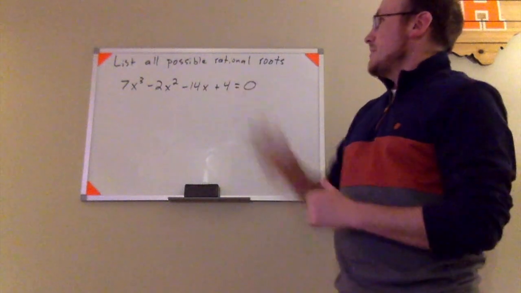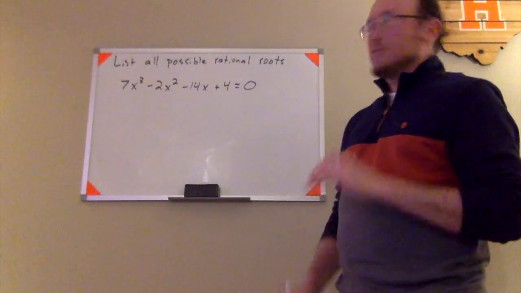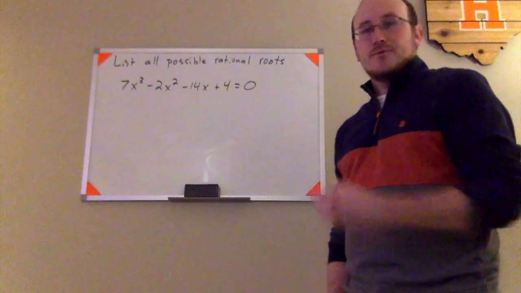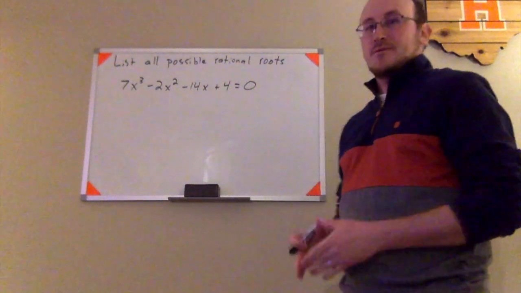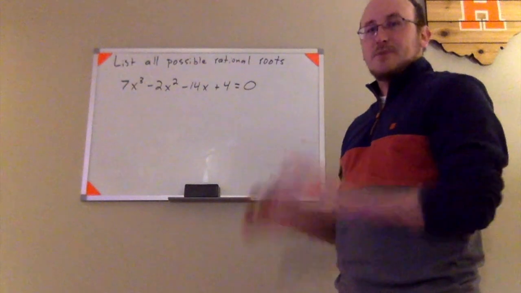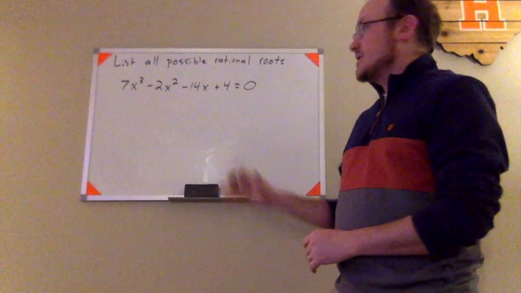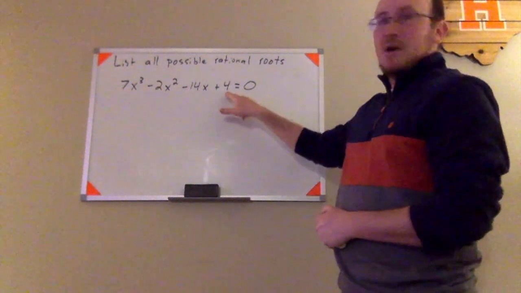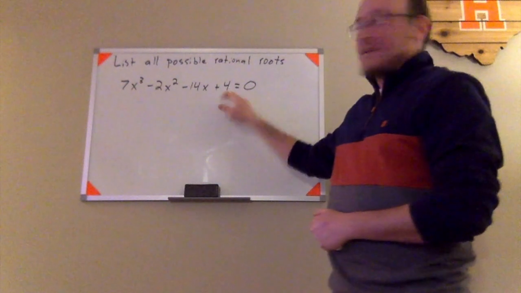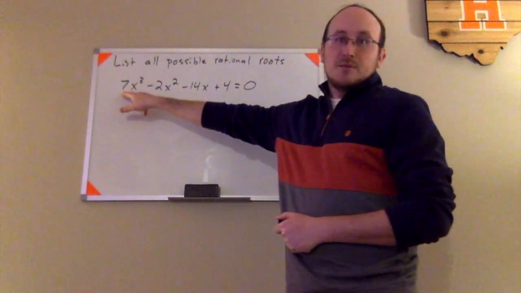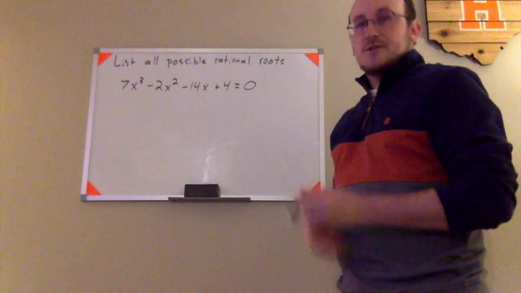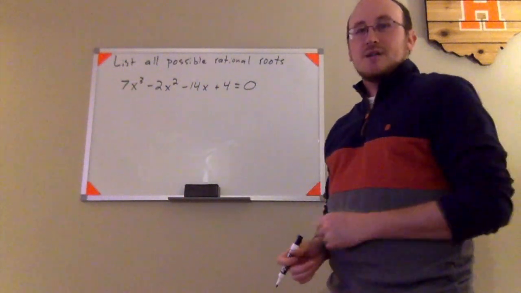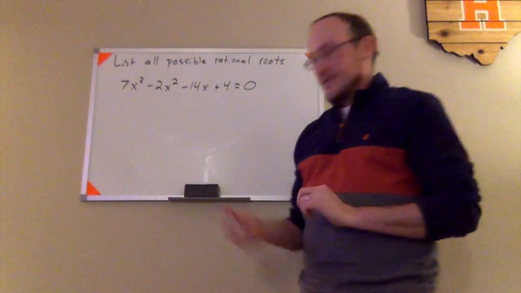Okay, so this problem wants us to list all possible rational roots. So this brings us to the topic of the rational root theorem. The rational root theorem says that all possible rational roots of a polynomial equation will take the form p over q, where p are all the possible factors of the constant term and q are all the possible factors of the leading coefficient. So let's go ahead and list our p values, our q values, and then make our list of possible rational roots in the form p over q.